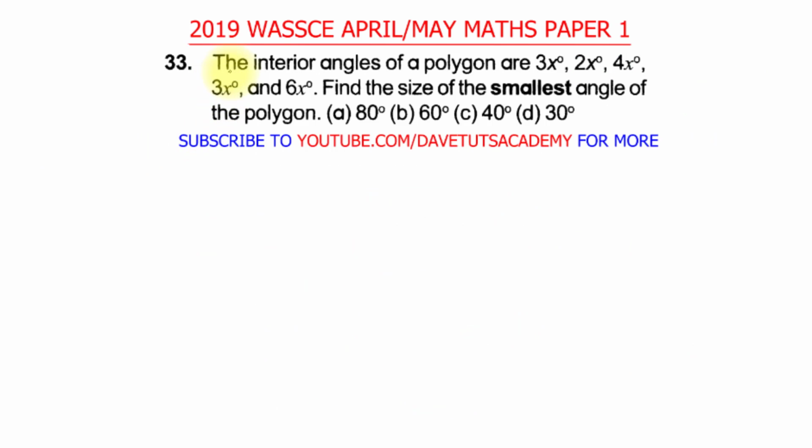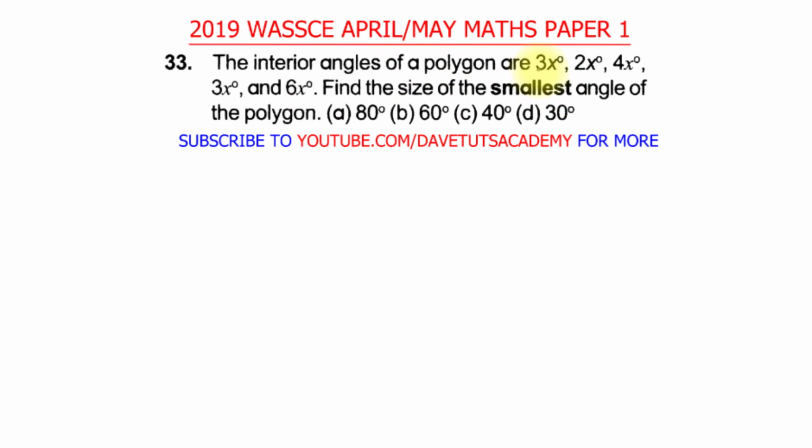Here in this question, we are told that the interior angles of a polygon are 3x degrees, 2x degrees, 4x degrees, 3x degrees again, and 6x degrees. We are to find the size of the smallest angle of the polygon. Now look at this. The word smallest was emboldened for us to pay attention to that, not just any angle. We are looking for the smallest angle of that polygon.